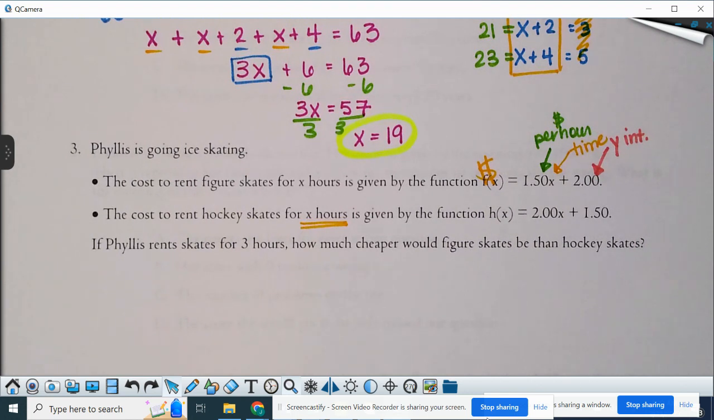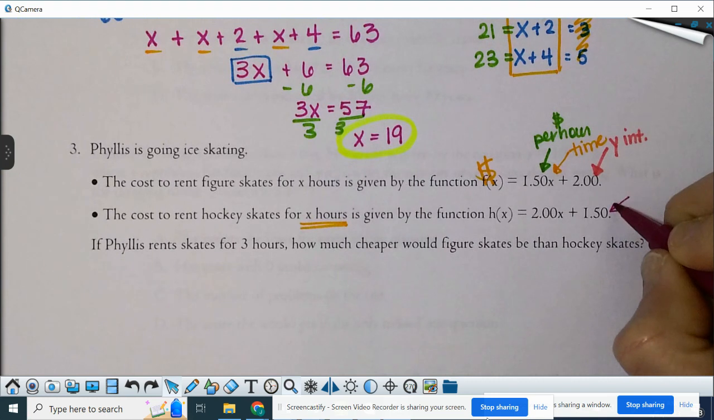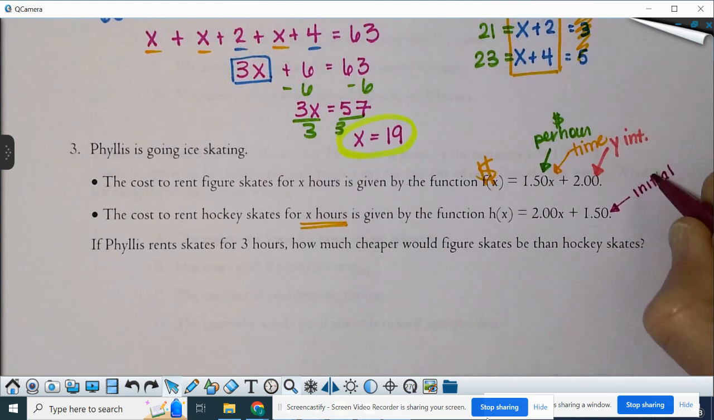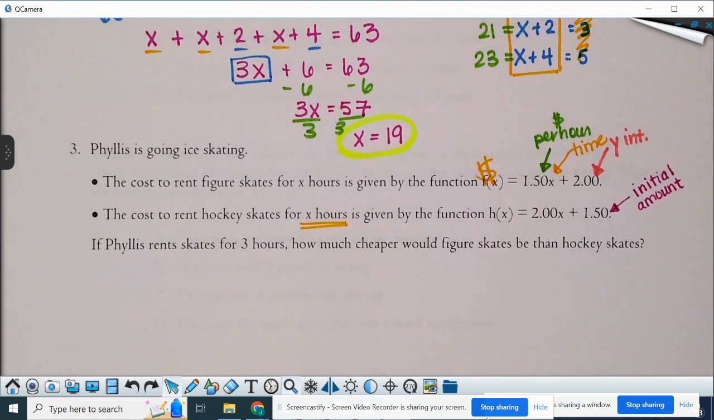Yes, your initial amount. So think about it. When you walk in to go get skates, you have to know that you're going to have a certain amount of money in your pocket, no matter how long you're going to skate. And that's always going to be that initial amount. So $1.50 is your initial amount, or your y-intercept if we're talking about graphing it. For word problems, I think initial amount sounds a little better. Like I said, your butt-sitting fee, non-negotiable.